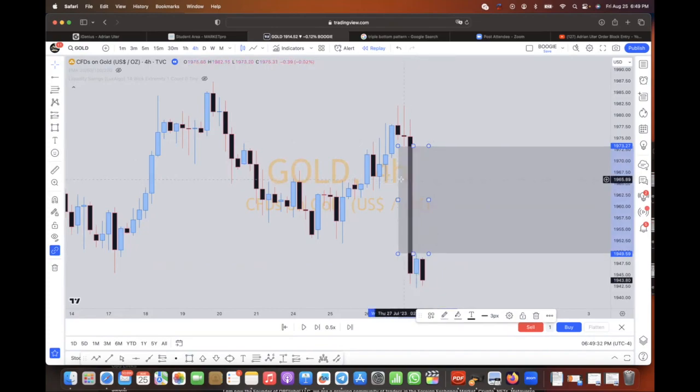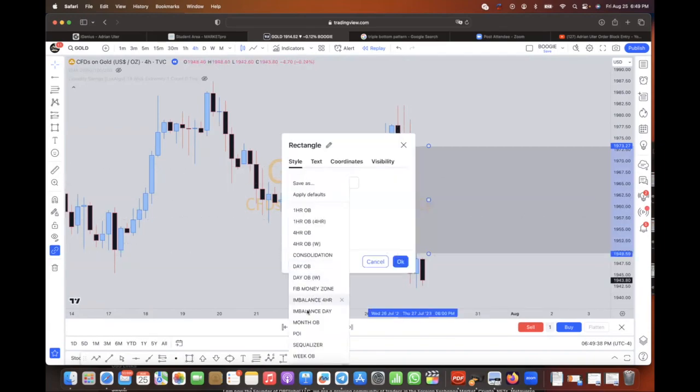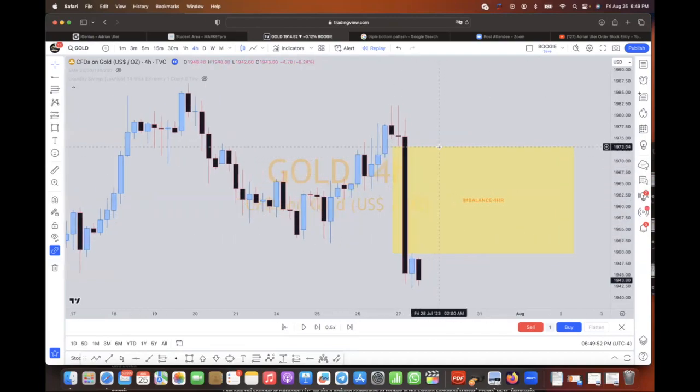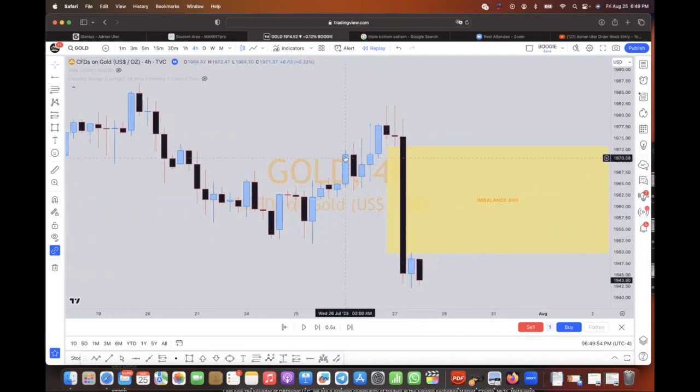All right. Y'all see that? This is your imbalance. For me, I have it labeled already, imbalance on the 4 hour. That's what it would look like for me on the 4 hour. Now from here, we got an imbalance on the 4 hour.